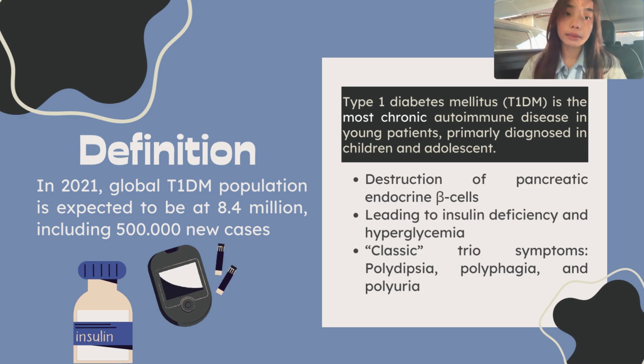Hello, my name is Indra Pramesti with the last 3 digits of the number 208. Now I'm going to present the definition of diabetes mellitus type 1. Type 1 diabetes mellitus is the most common chronic autoimmune disease in young patients, especially children and adolescents. T1DM is characterized by the destruction of pancreatic endocrine beta cells that are responsible for insulin production in the pancreatic islets of Langerhans. As a result, the body develops insulin deficiency and hyperglycemia, with the classic trio of symptoms: polydipsia, polyphagia, and polyuria. That's all from me.